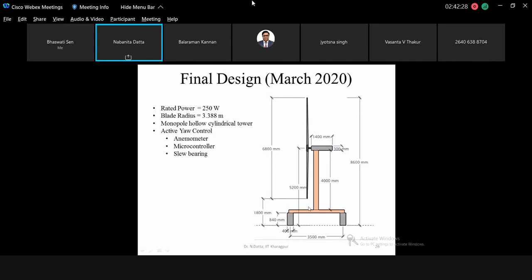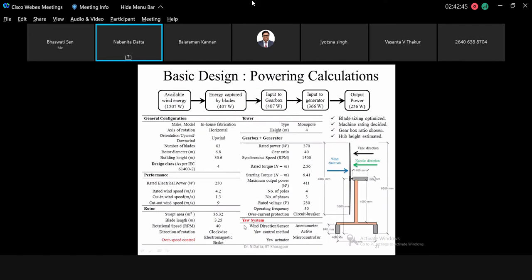It looks like this. It is horizontal axis, 3-bladed, and the blade radius is 3.38 meters, and we'll have a single tower. It will have active yaw control with an anemometer, a microcontroller, and a slewing bearing. So therefore, for the basic design, we found out what the general configuration of the wind turbine is going to look like. So this is like designing it from scratch from the available wind data. So we have the general configuration and the generator.